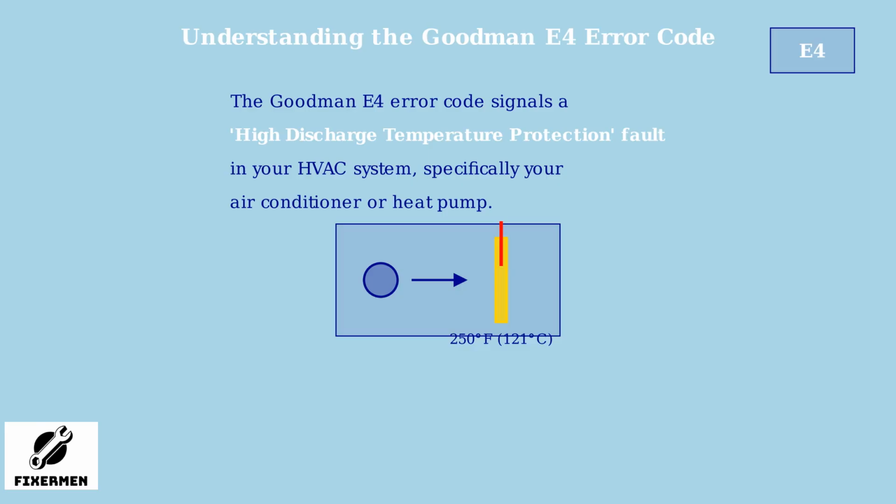The underlying issue often relates to inefficient heat transfer or refrigerant problems. Think of it like a safety switch that shuts things down before a major breakdown occurs. Addressing this promptly is crucial to avoid further complications and costly repairs. This error is still common in residential and light commercial HVAC systems, even with newer models.